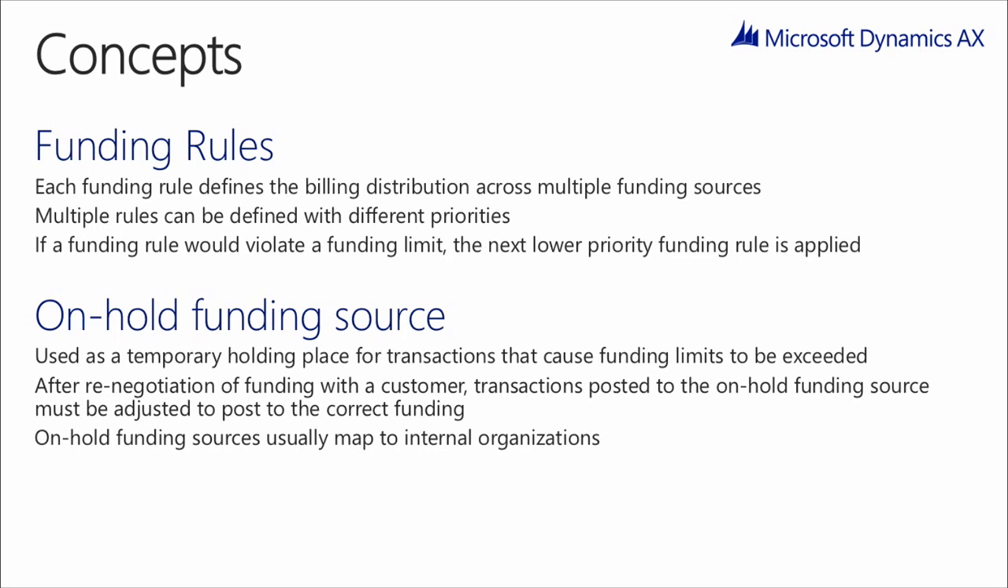On-hold funding source. This is used as a temporary holding space for transactions that have caused the funding limit to be exceeded. And after renegotiation of funding with your customer, you can take the transactions that have been posted to the on-hold and move them to any one of the customers that have some funding available for your project. And on-hold funding sources in AX map to internal organizations.